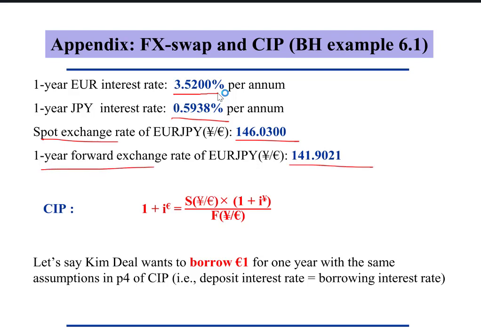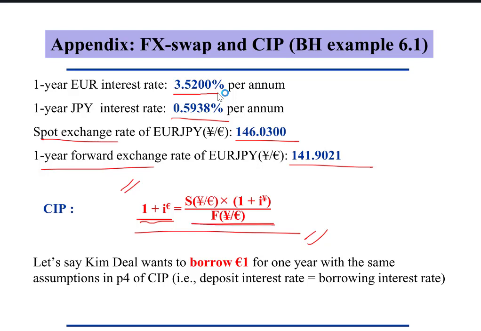We already derived the CIP relationship. 1 plus euro interest rate is equal to the spot exchange rate of the EUR JPY times 1 plus yen interest rate divided by the forward rate of EUR JPY. We already derived this one. What was our interpretation? If you invest in a euro deposit, this is what you're going to get after 1 year. And if you convert euro into yen and put the yen into a yen deposit, after 1 year you convert yen back into euro using a forward contract available today. So this is the profit you're going to get.